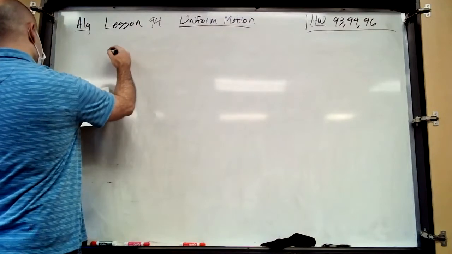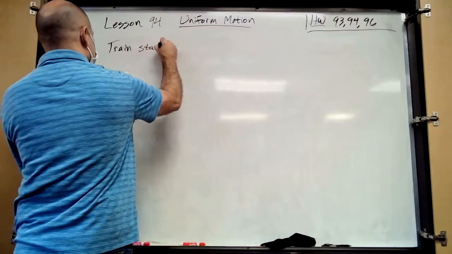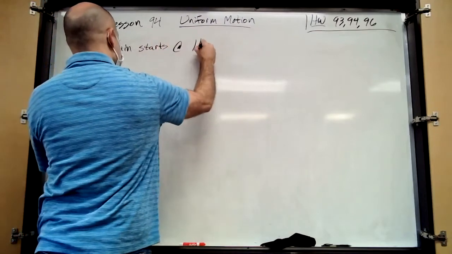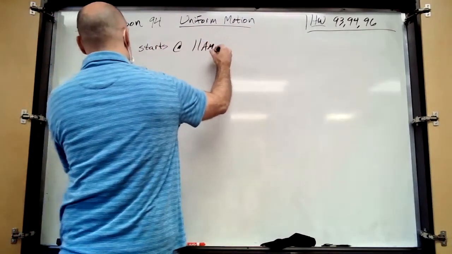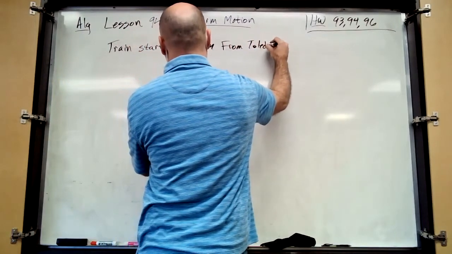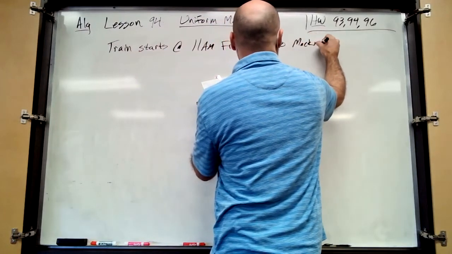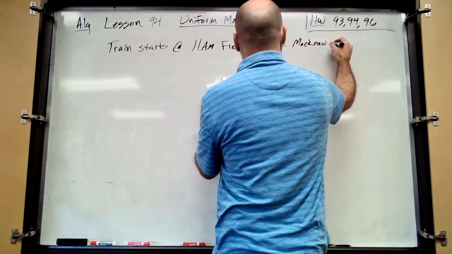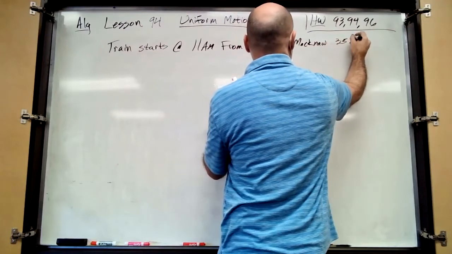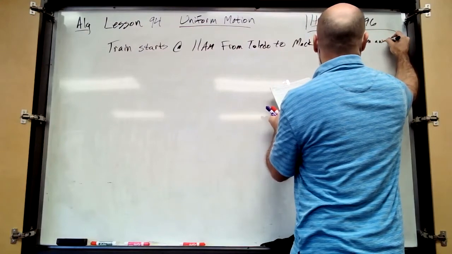All right, ready? Train starts at 11 a.m. from Toledo to Mackinac, 352 kilometers away.